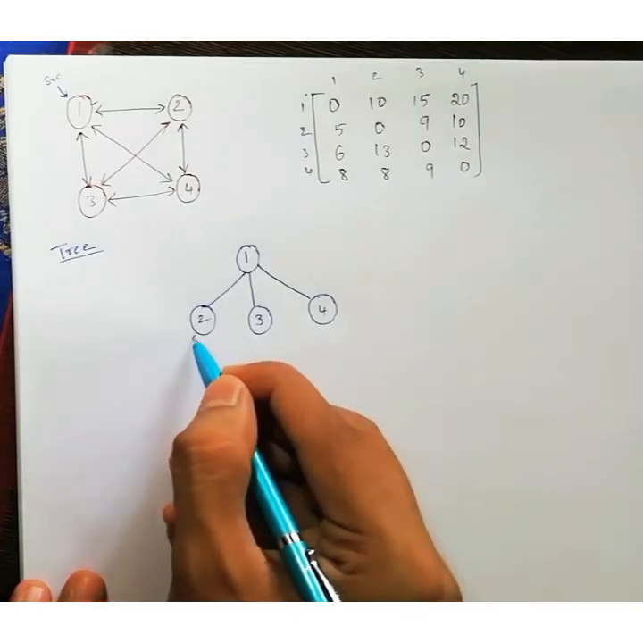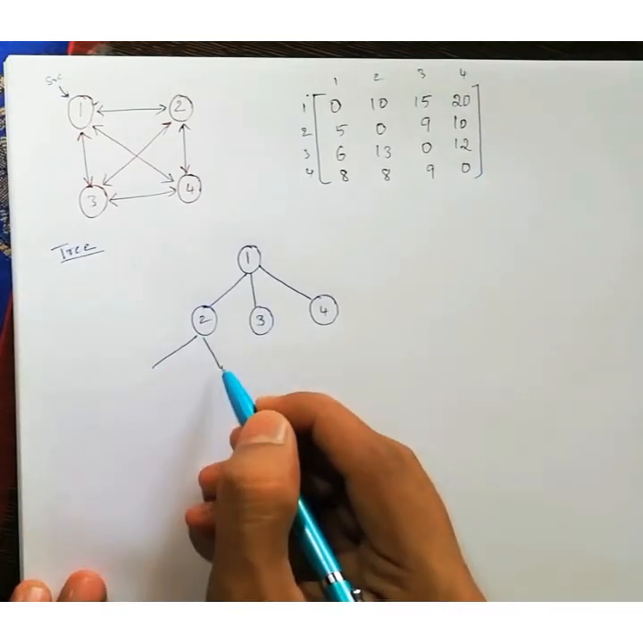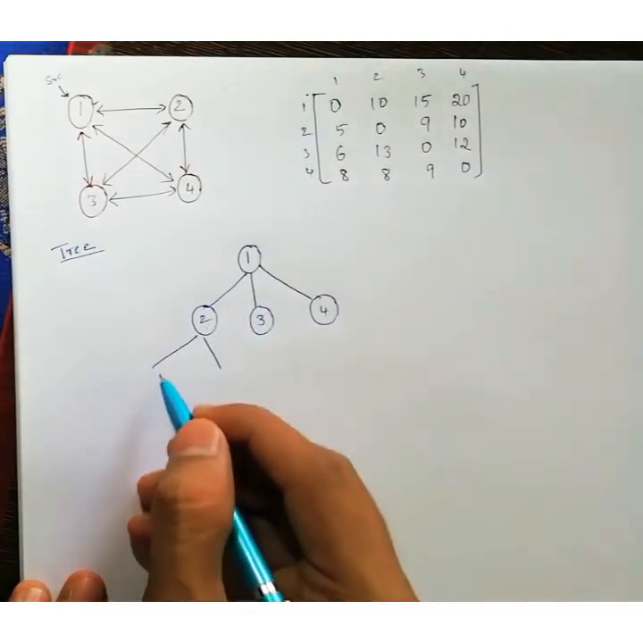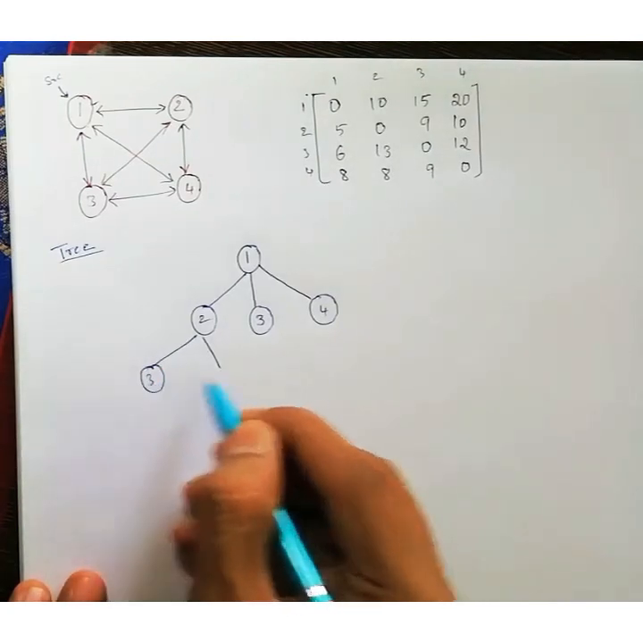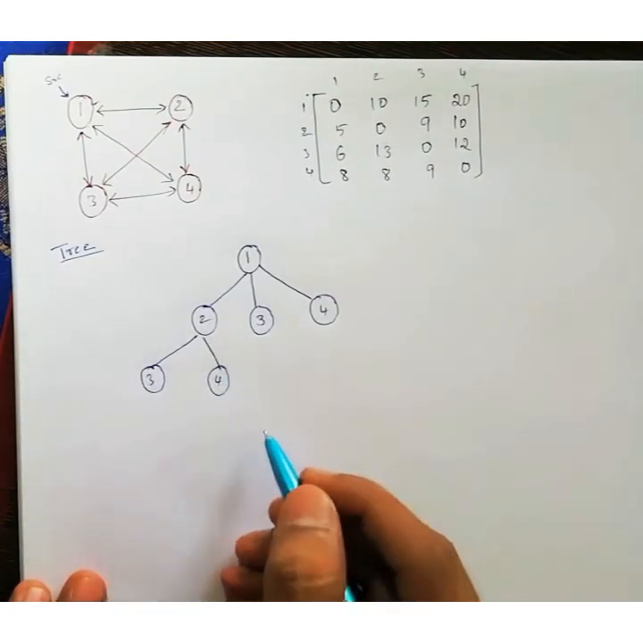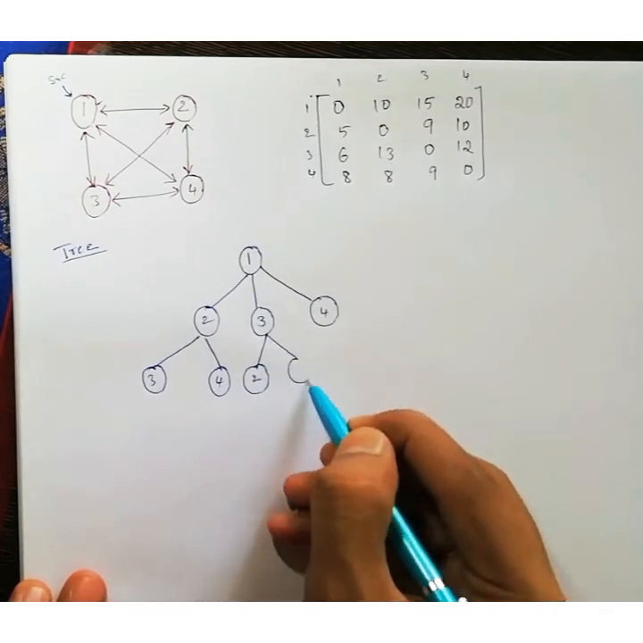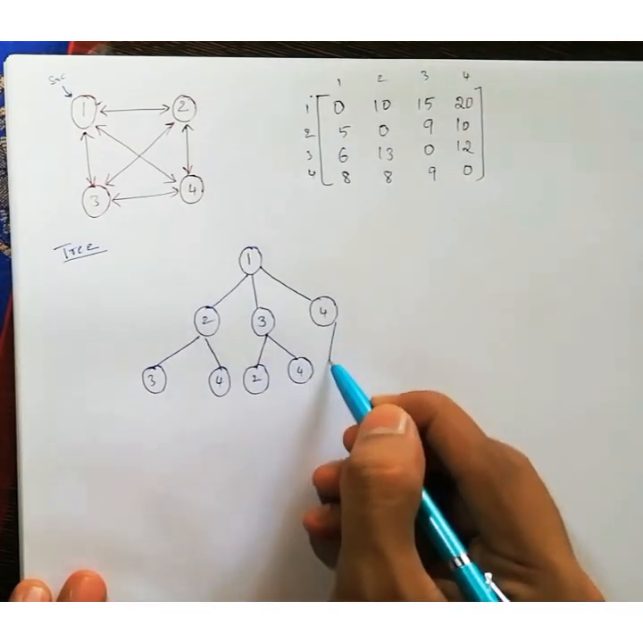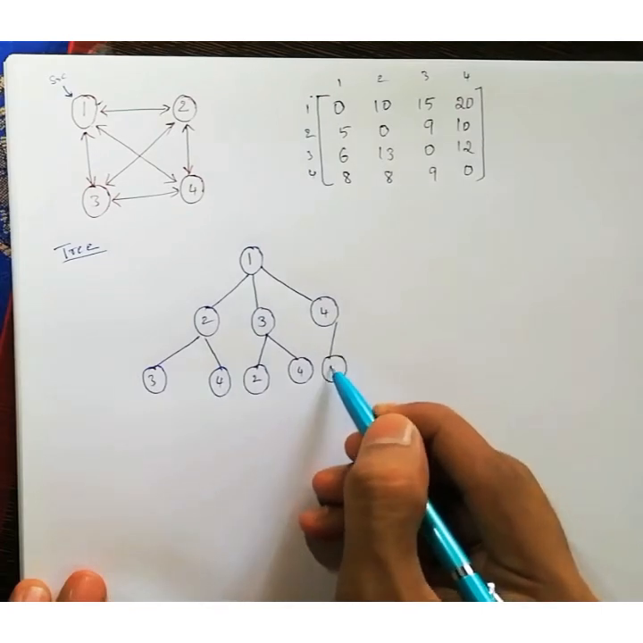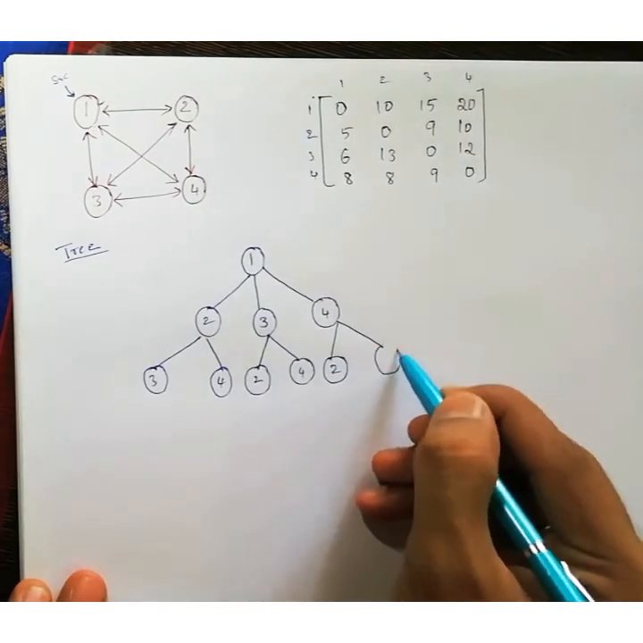Next, from 2 where can I go? Except 1 and 2, what are the remaining cities? Either I can go to city 3 or I can go to city 4. Next, from 3, what are the remaining cities? Either we can go to city 2 or 4. From city 4, either I can go to city 2 or city 3.